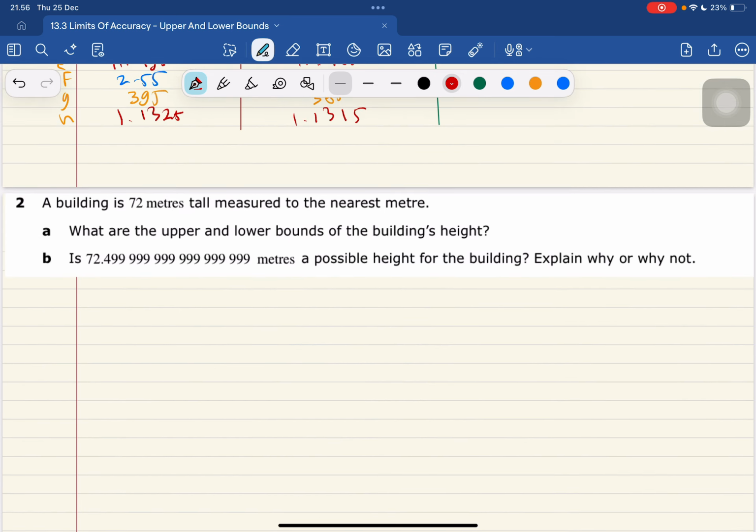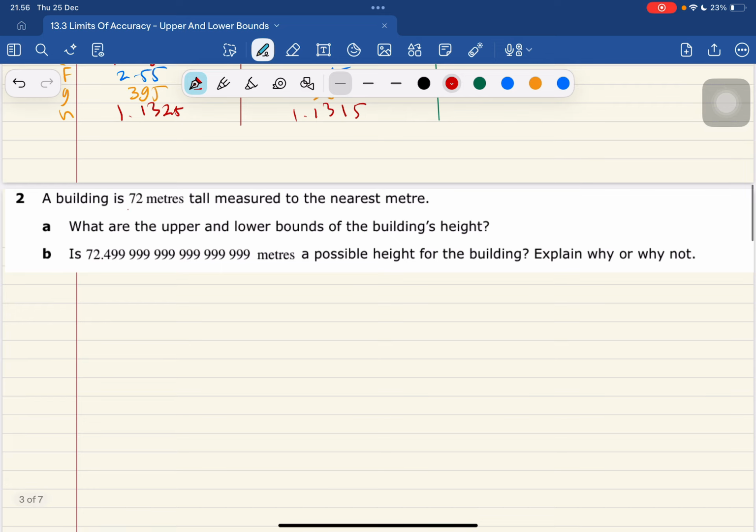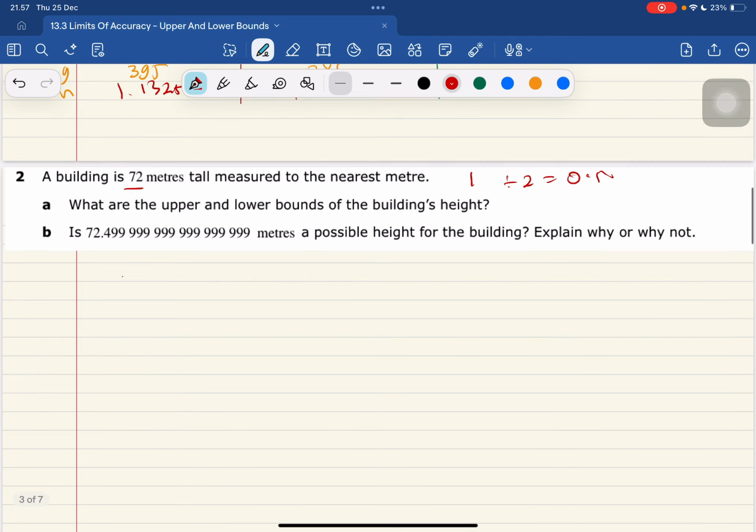Okay, let us check it. Number 2. The building is 72 meters tall, measured to the nearest meter. What is the upper and the lower bound? So the nearest meter is 1, make it a half, so it's going to be 0.5. First, let us find the lower bound. 72 minus 0.5 is 71.5, less than or equal to the height, less than, until before 72.5.